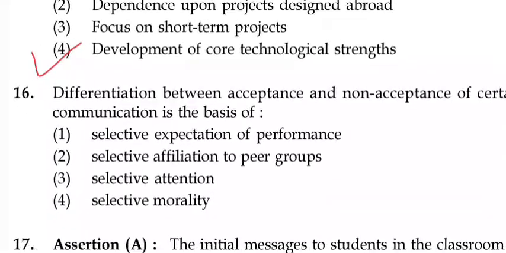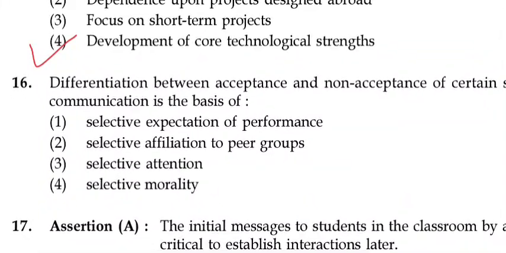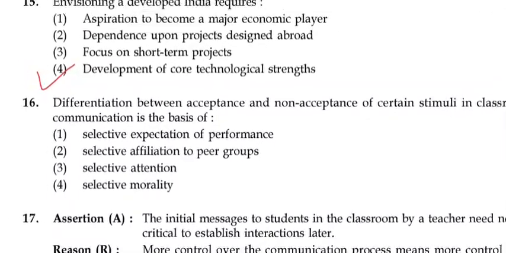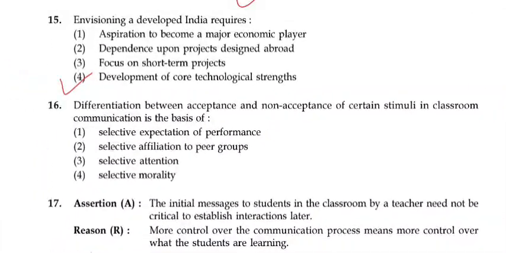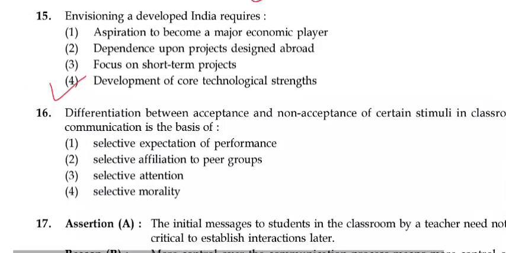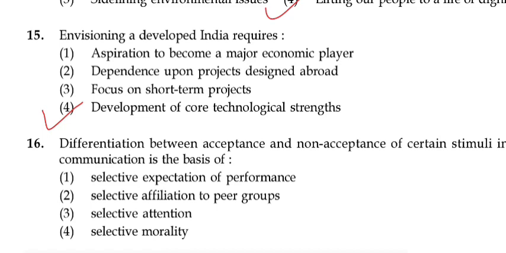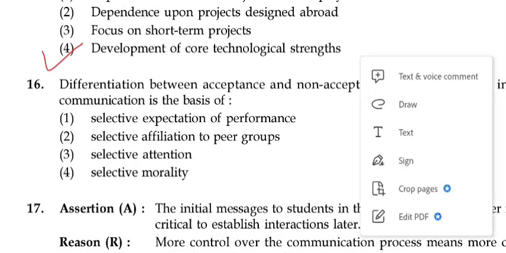Number 16 says differentiation between acceptance and non-acceptance of certain stimuli in classroom communication is the basis of what? So this is not related to the given passage. It is related to teaching aptitude. Selective expectation of performance, selective affiliation to peer groups, selective attention, selective morality. It will be number 3, selective attention.